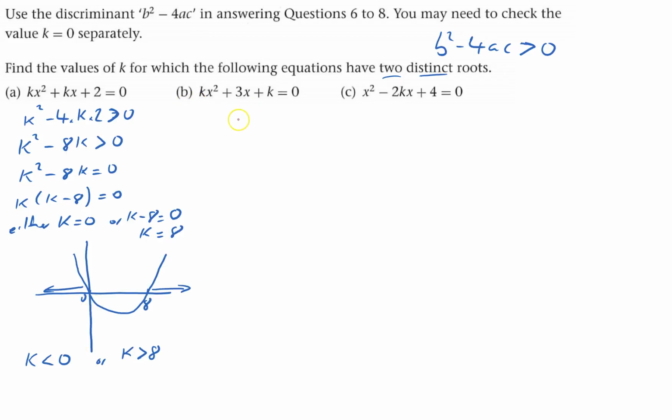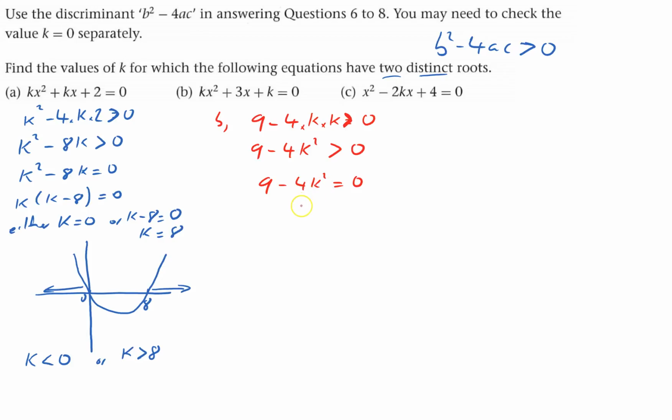B. Again, b squared is 9, minus 4 times a, which is k, times c, which is k, and all that should be greater than 0. So it's 9 minus 4k squared has got to be greater than 0. I'm going to solve it when it equals 0 to start off with, and then I'm going to use a graph to work out where my inequalities go.